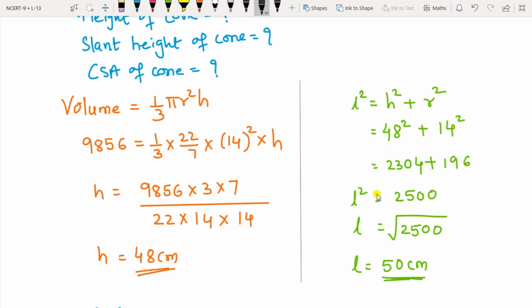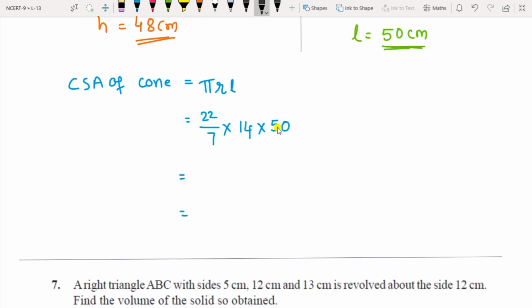So first find the answer for L. L square equal to h square plus r square. H is 48, r is 14. Write its square, add, and then take its square root. So L will be 50. The curved surface area of a cone is pi r L, 22 by 7 into 14 into 50. 7 ones are 7, 7 twos are 14. So the remaining is 22 into 2 into 50. So the answer is 2200 centimeter square. Since this is curved surface area, the unit is square here, centimeter square.